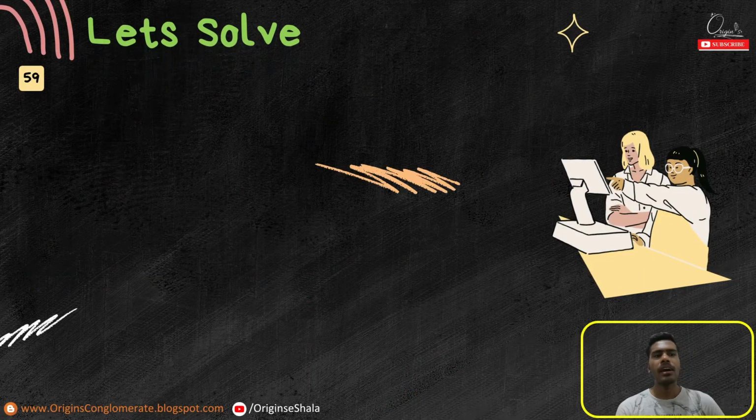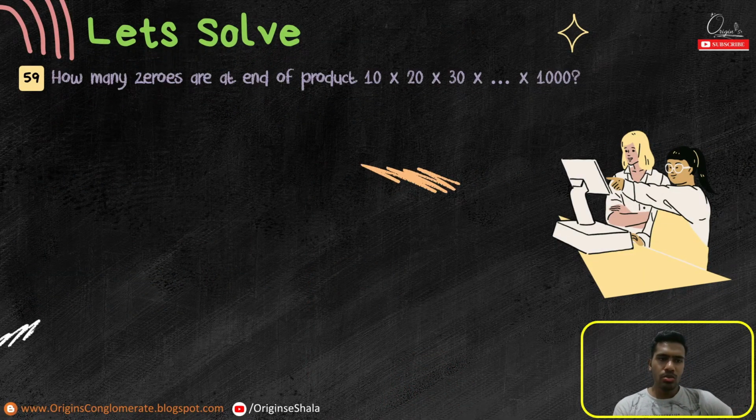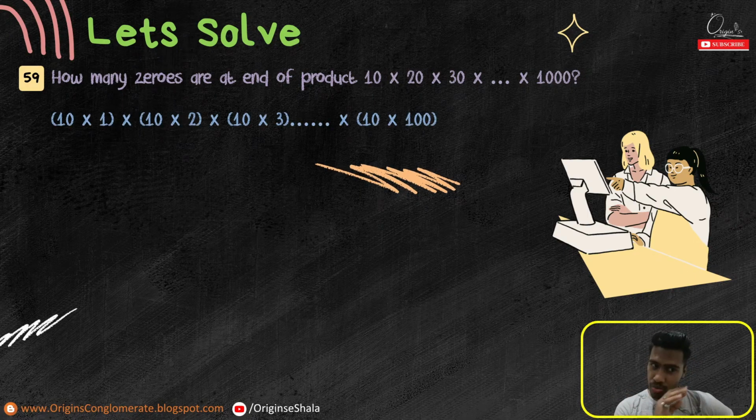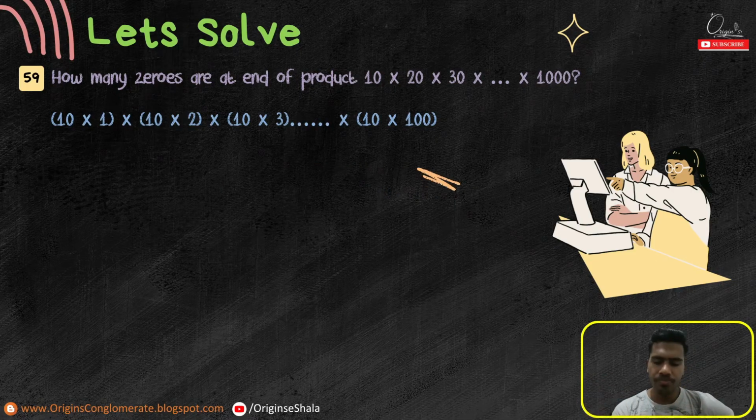So again, let's solve another question. How many zeros at the end of the product of 10, 20, 30, 40, all the way till 1000? So no need to fret, just think logically. First thing I noticed was that all of these numbers are multiples of 10. So I can write it like this: 10 into 1, 10 into 2, 10 into 3, all the way till 10 into 100, right? Pretty simple.